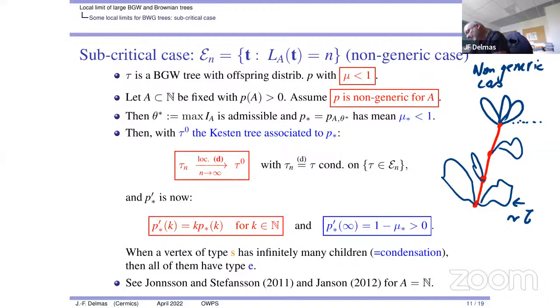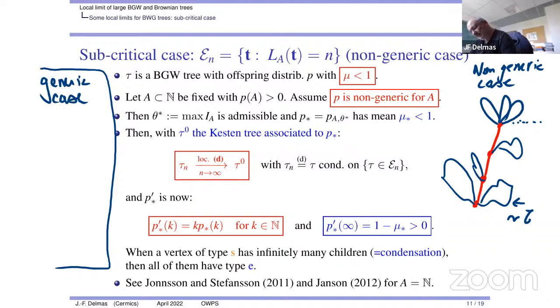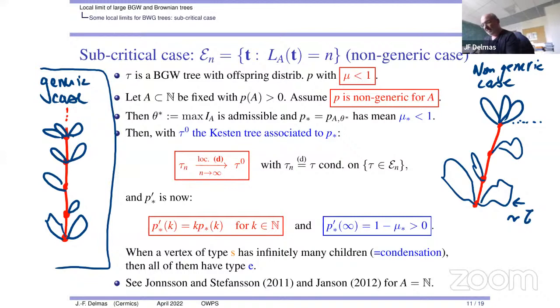The generic case, I will write here. What do we have? We have the root which is still of type S, and then we have an infinite spine. And as always, the spine is decorated with Galton-Watson trees. Okay, so we have the two differences between the generic case and the non-generic case. The non-generic case was studied first by Jonsson and Stefánsson, and then by Janson in the particular case where we are looking at the total size of the population. But in fact, the result extends to all the subsets.